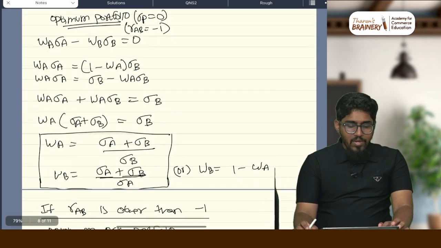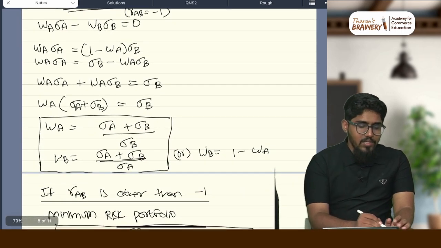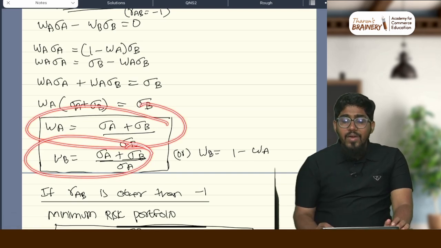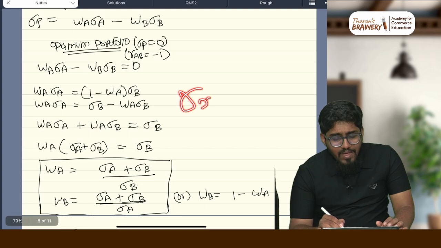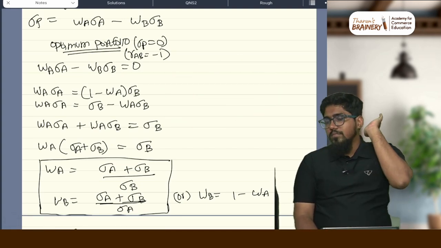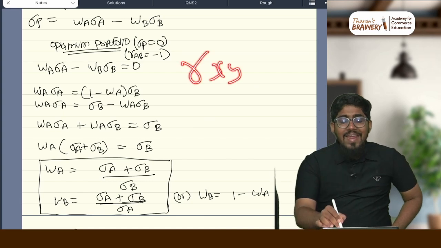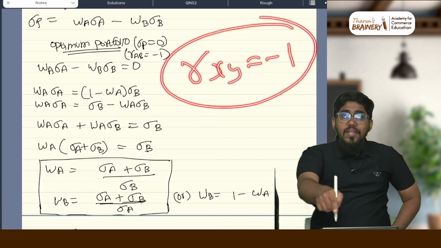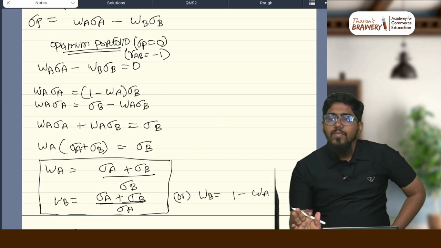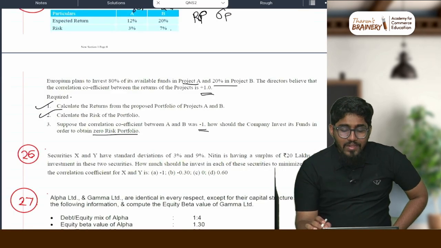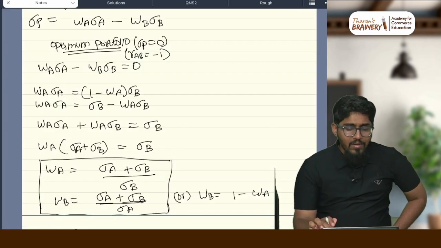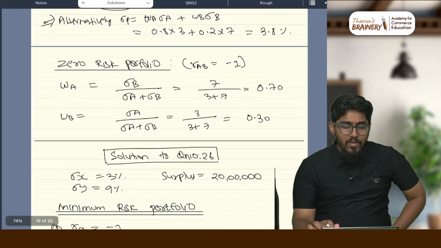Sir, so just go to the notes. So what is my formula? My formula is this. And this formula will work only if R of xy is equal to minus 1. Otherwise this formula will not work. Only if it is negatively correlated, that too perfect negative correlation, only then this formula is correct. Clarity? So if you see this question, they have given minus 1. So we can use that formula. So if you see, I've used this formula.